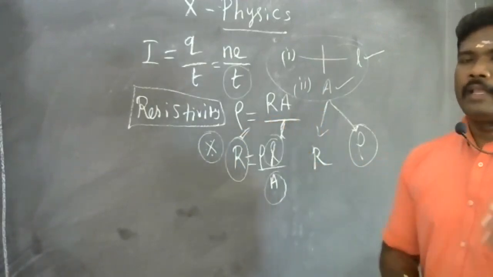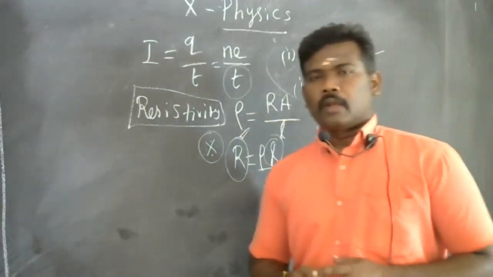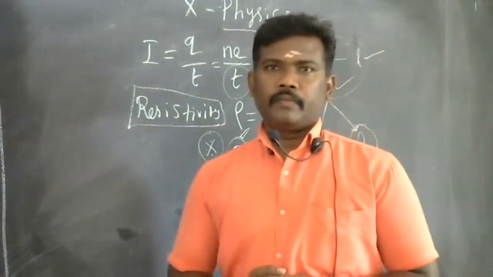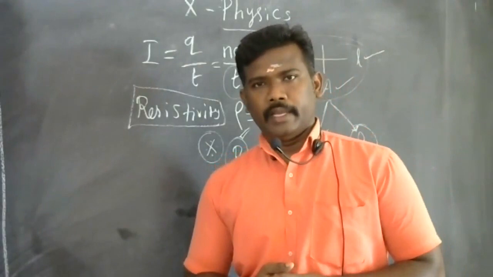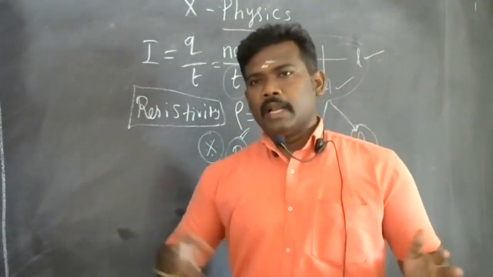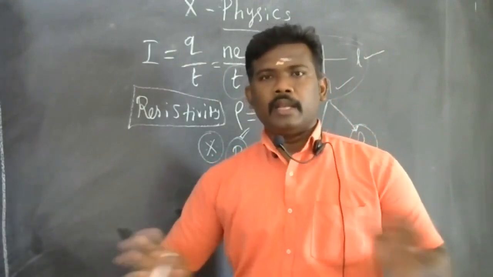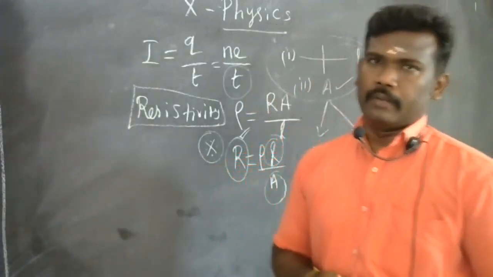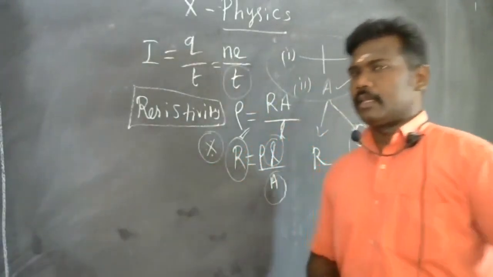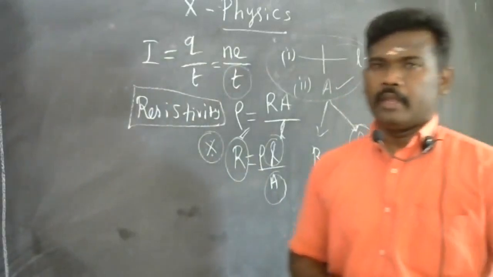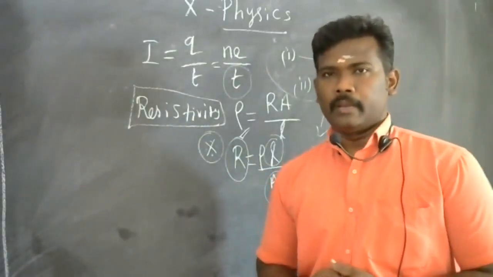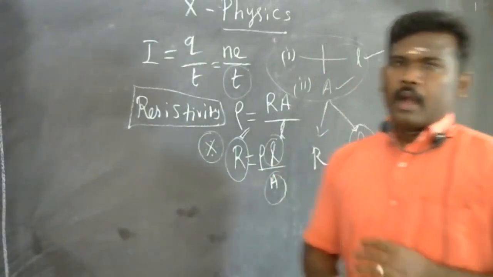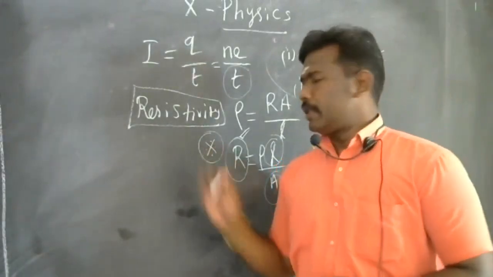So whenever the question is related to resistivity, if you are going to calculate the resistivity, and the material is the same in the initial and final stage, it means the resistivity never changes, it remains constant. If you are increasing the length, decreasing the area of cross section, whatever may be, the resistivity of the particular material is constant. So note this concept.